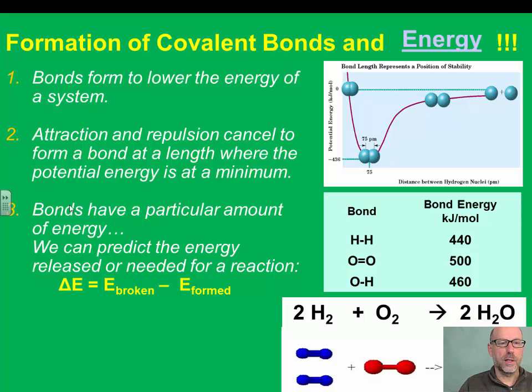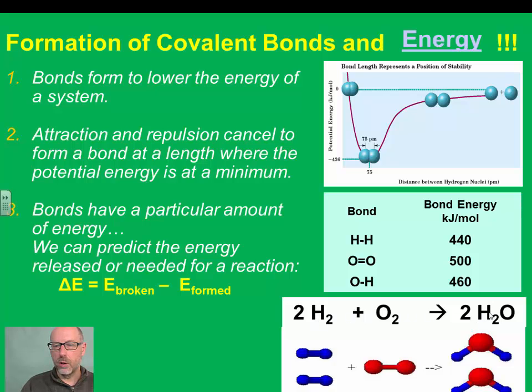The third concept is this: bonds have a particular amount of energy, and we can predict the amount of energy released or needed for a reaction to occur by using this equation. Delta E, or change in energy, is equal to the energy of the bonds broken minus the bonds formed. People have estimated the amount of energy found in different types of bonds. Hydrogen-hydrogen bonds have about 440 kilojoules per mole of energy. Oxygen-oxygen double bonds have about 500 kilojoules per mole. And O-H bonds have about 460 kilojoules per mole of energy.